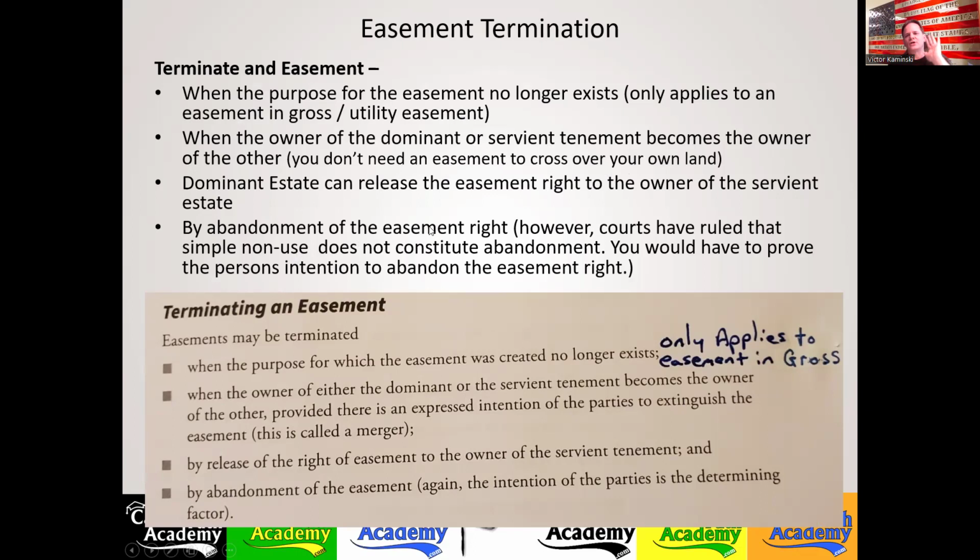However, good luck in trying to terminate an easement this way. You have to prove what the intent is and what's going on in somebody's mind. Courts have ruled that simple non-use of a property does not constitute abandonment of that property. You would have to prove that person's intent was to abandon their easement right.